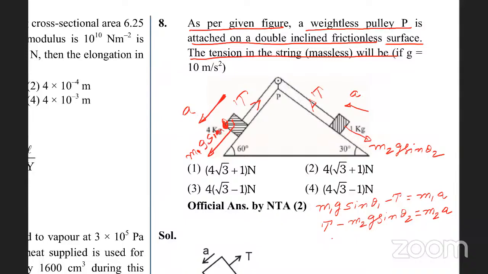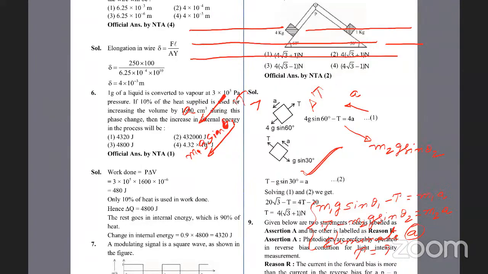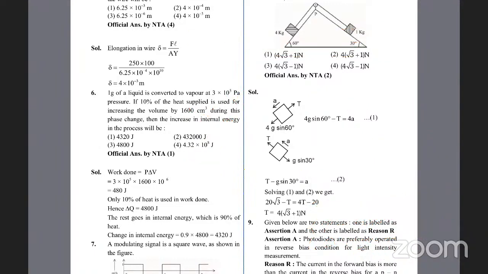So here, we don't want a, we want tension. So eliminate a, calculate the T value. That's all you have to do. So you will get this answer. Eliminate a from these two equations, find out T. So this is what you can get. I'll look at the next problem.